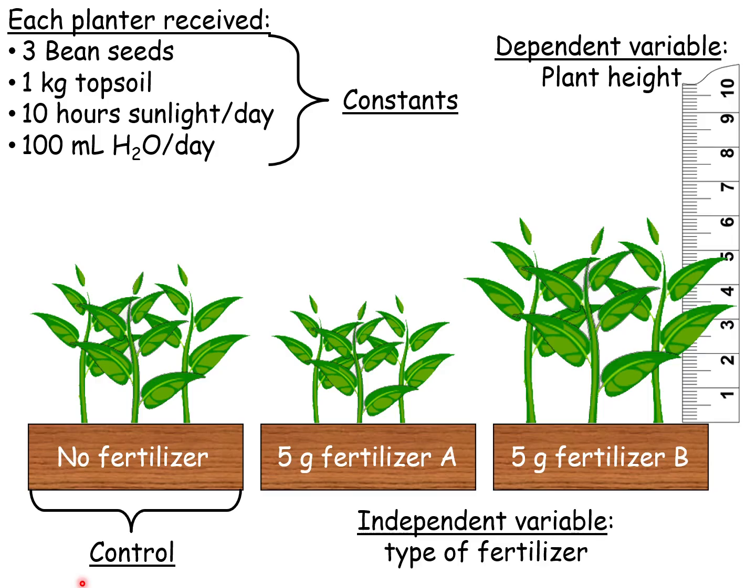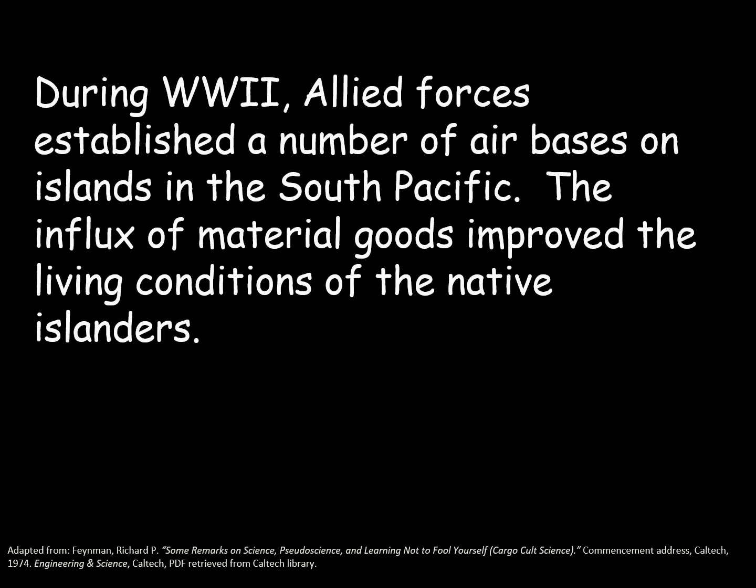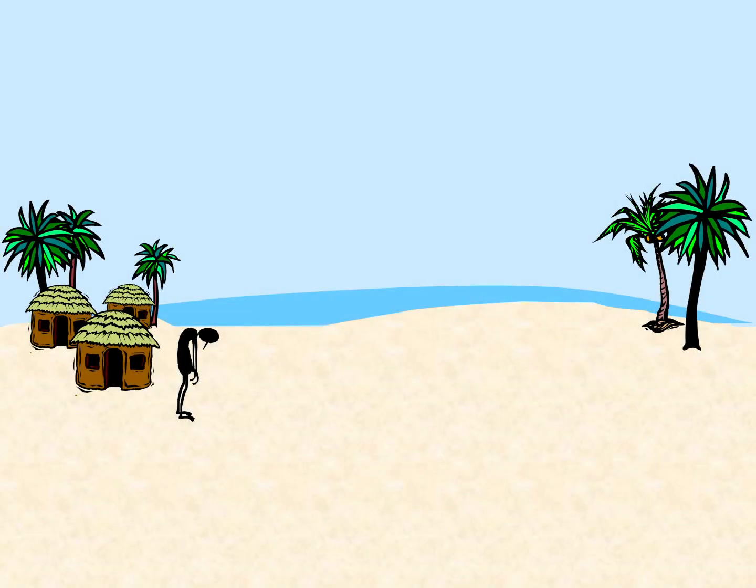So I have an example of real people out in the real world using the scientific method to solve a problem. There is a little bit of artistic license involved here, but not too much. And yes, this really did happen. So during World War II, Allied forces established a number of air bases on islands in the South Pacific. The influx of material goods improved the living conditions of the native islanders. So there's the island with the islander. Times are kind of tough.